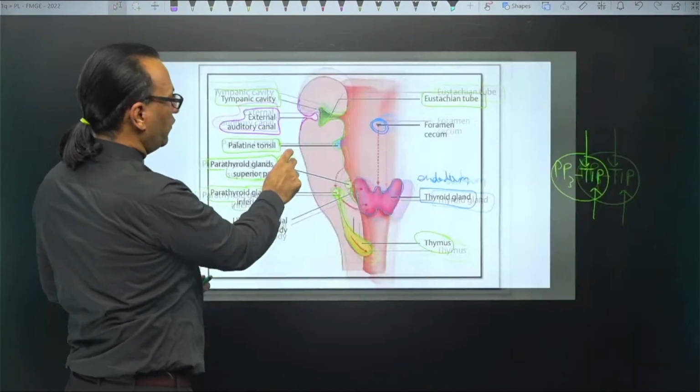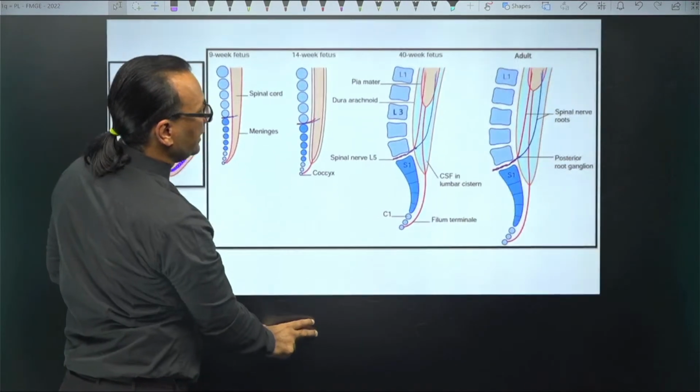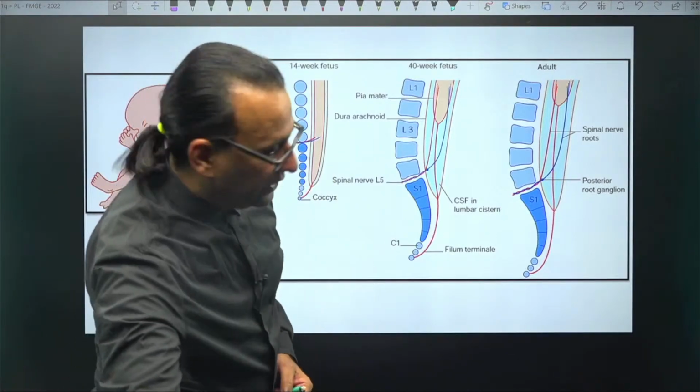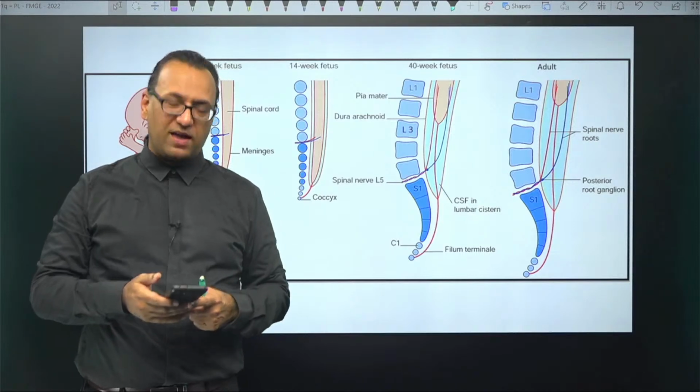And as we move further, now this is one of the topics which is persistently asked. Termination of the spinal cord, maybe in the newborn baby, in the adults.